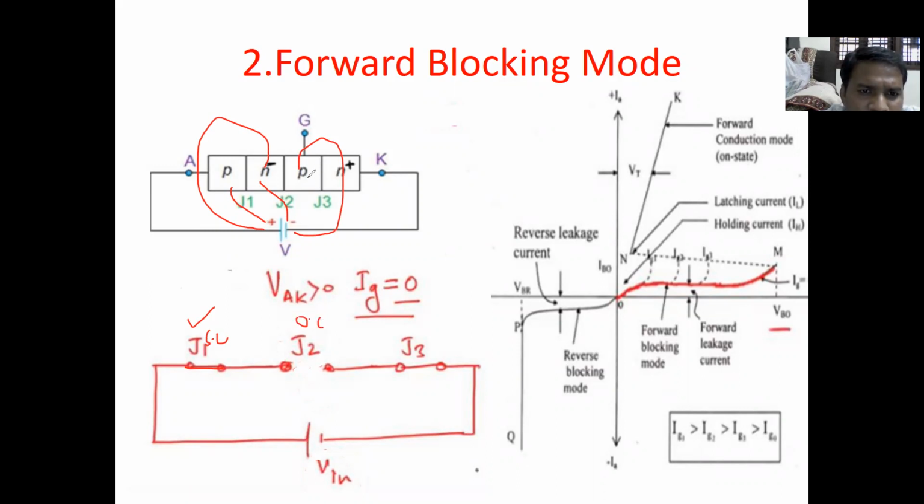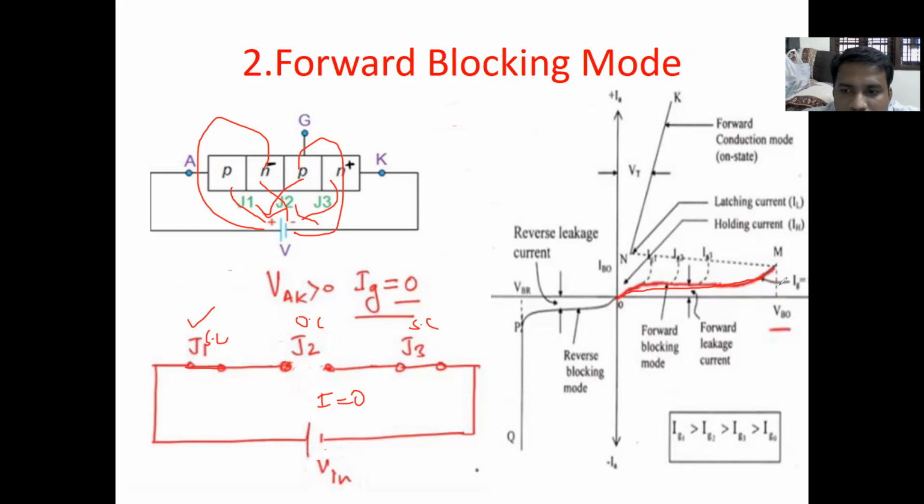Now here you can see J3, P is connected with positive and N is connected with negative. That means short circuit. So you can see that here also it is open circuit only, because J2 is open. That means current is 0. So in this case also there is no current flow. So that is the reason you are going to get forward blocking mode only.